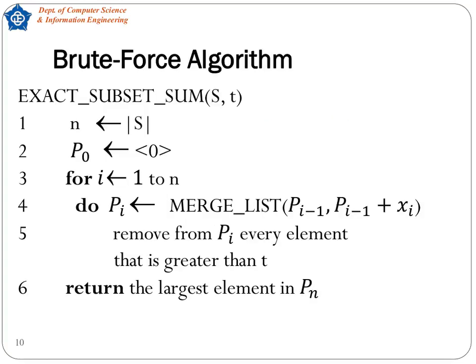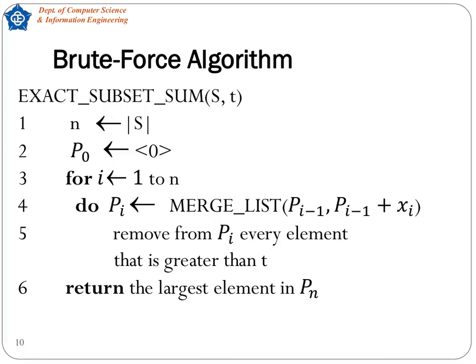Building on the merge_list operation, here's how our subset sum routine unfolds. We start with an input set S of size n and a target value t. On line 1, we record n, the number of elements in S, while line 2 initializes P_0 as the singleton list, 0. From line 3 onward, we iterate over each element x in S.